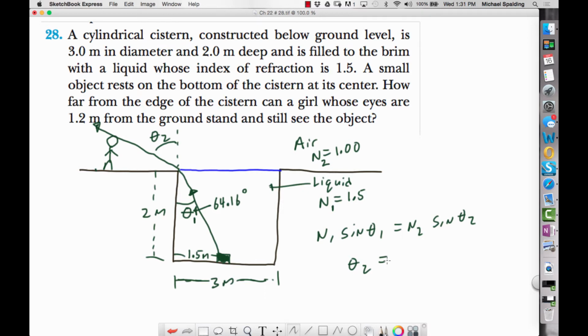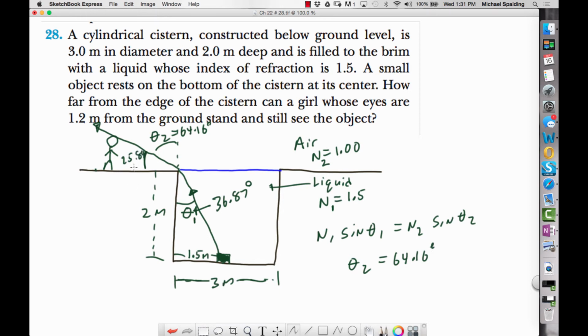Oh, you know what? Scratch this. I read it wrong on my paper. This one is 36.87. That's 36.87. This comes out as 64.16. So theta 2 here is 64.16 degrees. Okay, which means, what's this angle right here going to be? It's going to be 90 minus 64.16, which is 25.84.